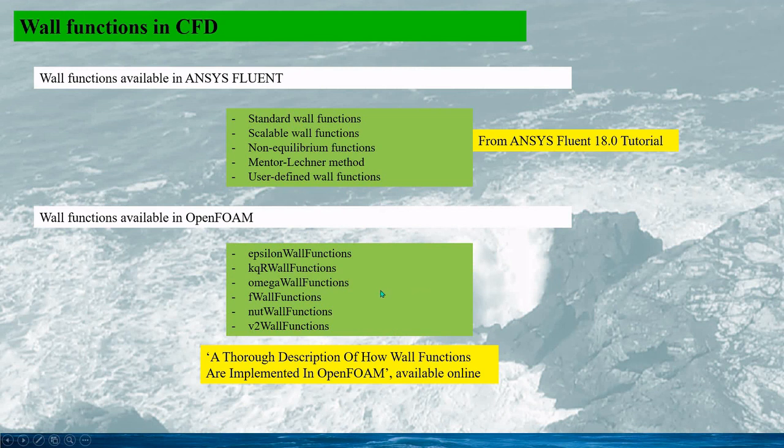And for all these wall functions, there may also be corresponding wall functions for low Reynolds number. If you want to know more information about the wall functions, please read the paper, A thorough description of how wall functions are implemented in OpenFOAM. This paper is available online, and you can download it.